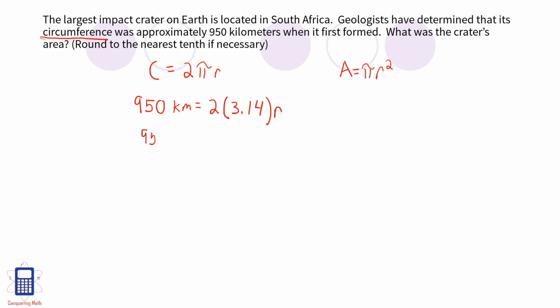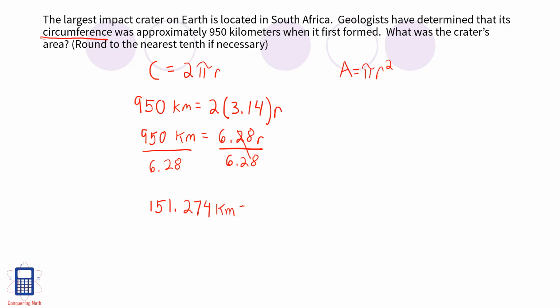So we have 950 kilometers equals, and then 2 times 3.14 is 6.28 times r. We want to get r all by itself, and since this is multiplication, the inverse of multiplication is division. So we'll divide by 6.28, and we'll do the same thing on both sides of the equal sign. Go ahead and cross those out. And 950 kilometers divided by 6.28, we get 151.274 kilometers for the radius. But the thing is, it says round to the nearest tenth if necessary.